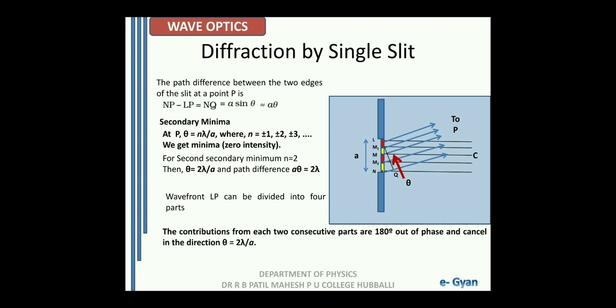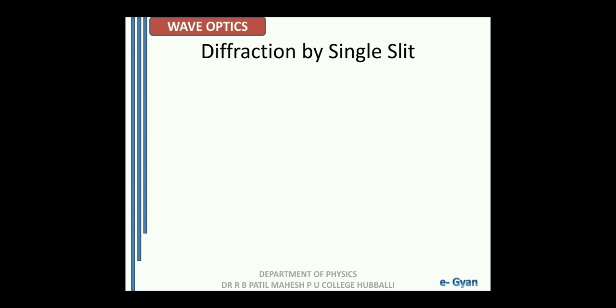Now try to understand. Since it has been divided into 4 equal parts, and the total path difference is 2 lambda, each part will have a path difference of lambda by 2. So the contributions of each two consecutive parts are 180 degrees out of phase and cancel in the direction theta equal to 2 lambda by a. So again, at point P, I am going to get 0 intensity.